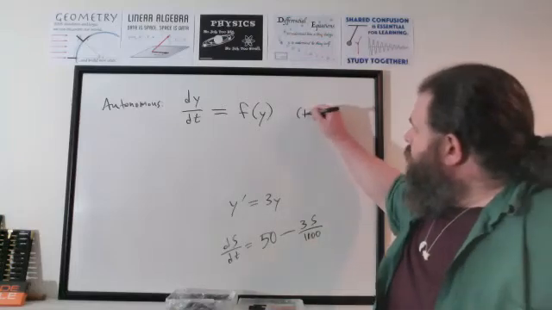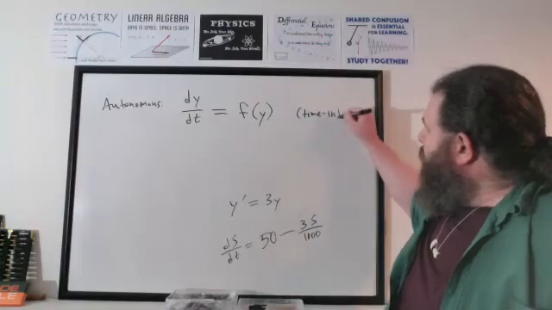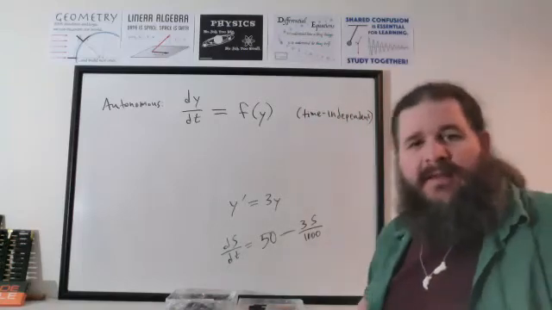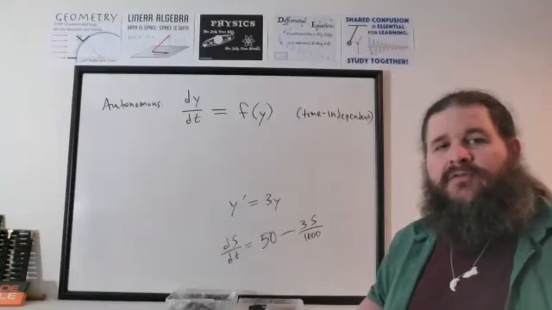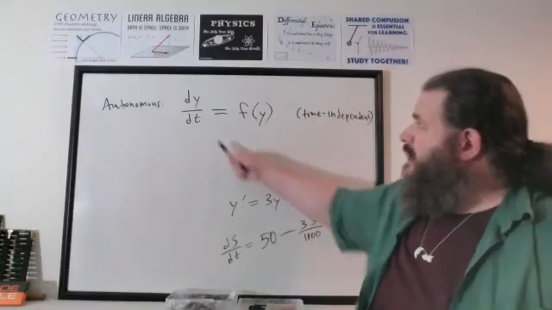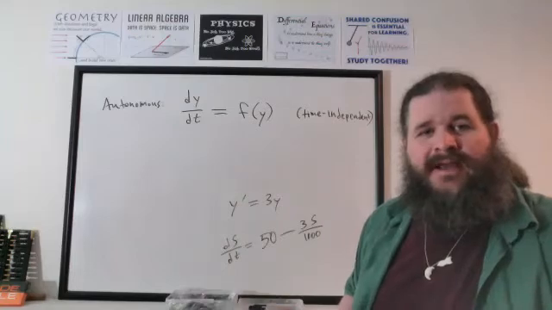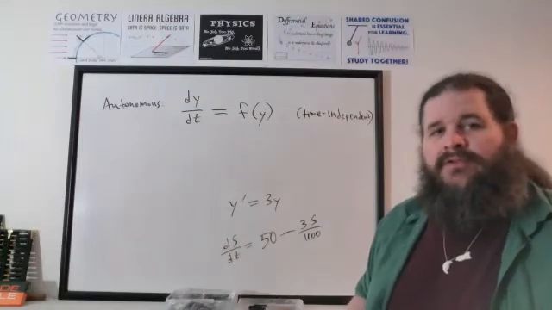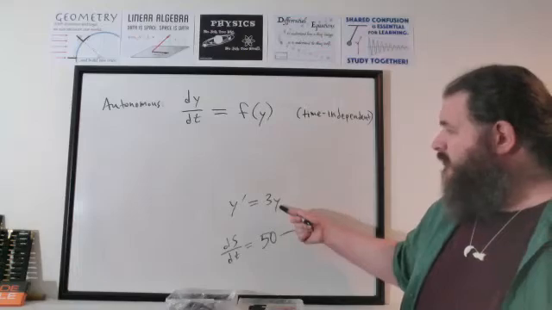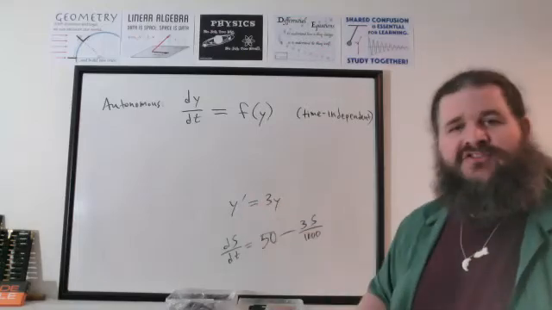So autonomous equations are also often called time independent or history independent. It doesn't matter what time it is. It doesn't matter what has happened so far. All you need to know is the value right now, and you can calculate how fast the value is changing right now. That's all an autonomous differential equation is. It's describing the relationship between how much there is right now and how fast it's changing right now.